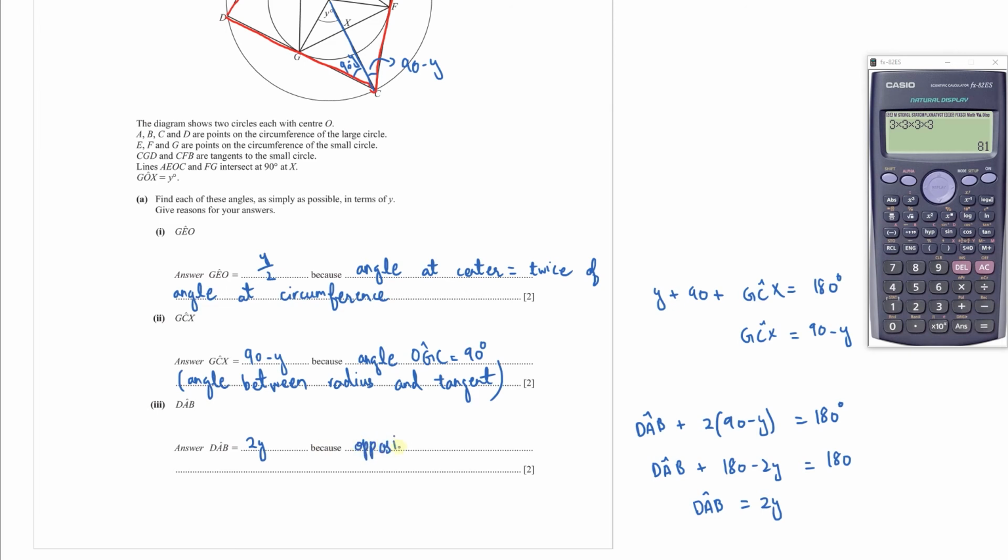This is because opposite angles of a cyclic quadrilateral sum up to 180 degrees.